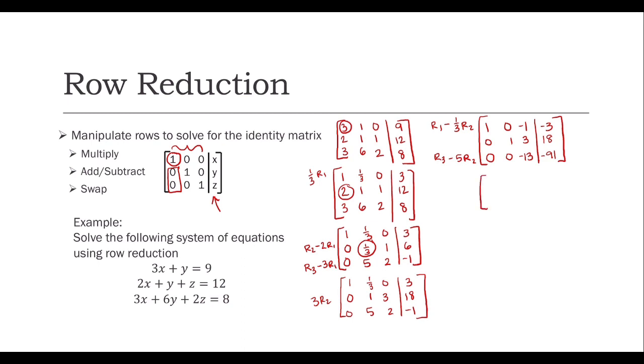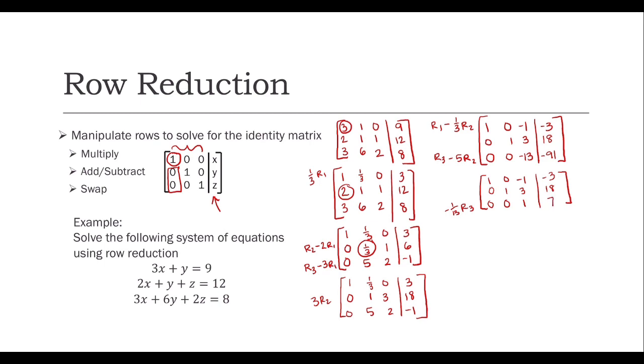So we need our bottom row in our third column to be a 1. So we'll take row 3 times negative 1 over 13. So rows 1 and 2 will stay the same. 0, 1, 3, 18. And then we'll have 0, 0, negative 13 times negative 1/13 is 1. And negative 91 times negative 1 over 13 is a positive 7.